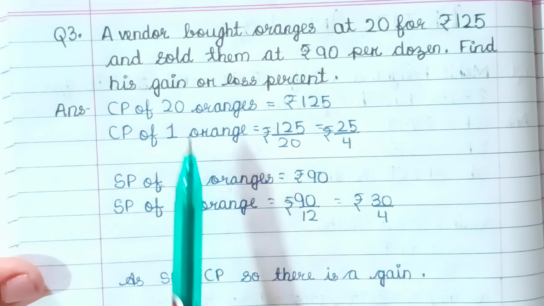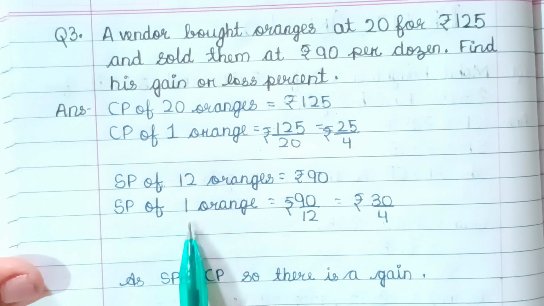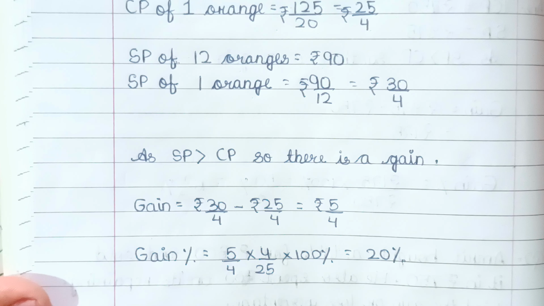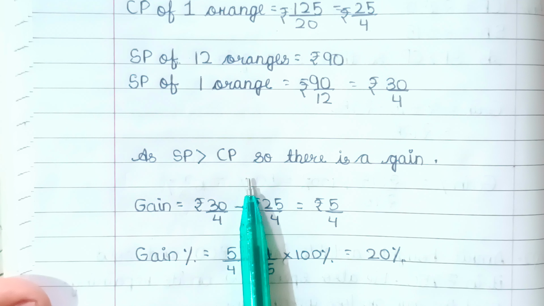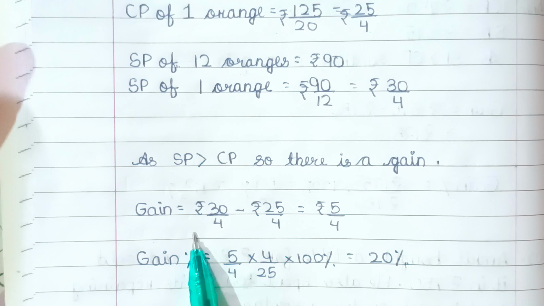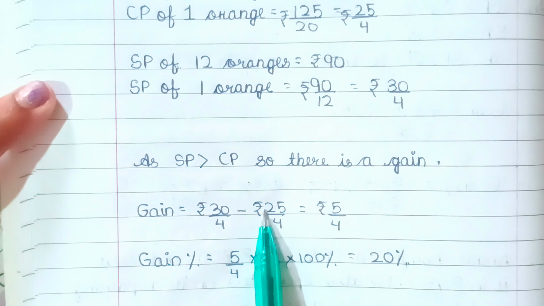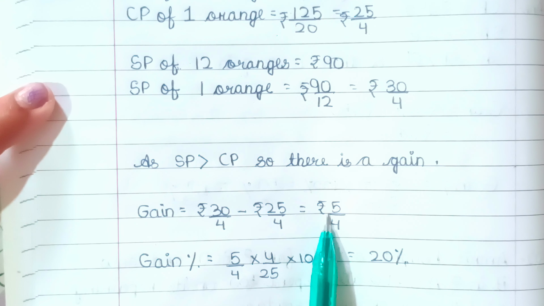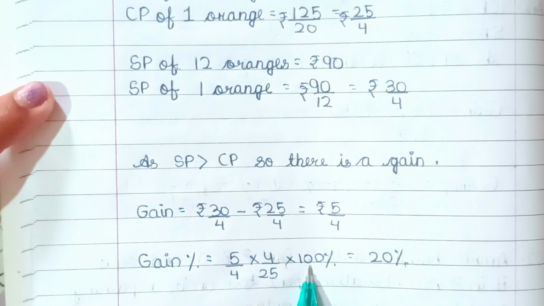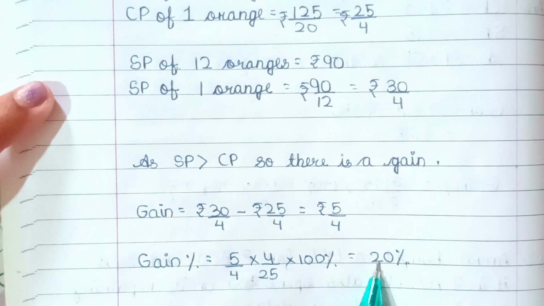Now we can easily compare, as here the CP of 1 orange is there and this SP of 1 orange is there. So the unit becomes the same, so we can compare the money in fraction. So it is given as SP is greater than CP, so there is a gain. Selling price is more than the cost price, so there is obviously a gain. And what gain do we have? Let's see. It's rupees 30 by 4 minus rupees 25 by 4 is equal to rupees 5 by 4. Now we have the gain percent as 5 by 4 into 4 by 25 into 100%, which is equal to 20%.